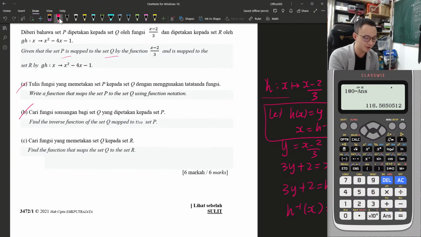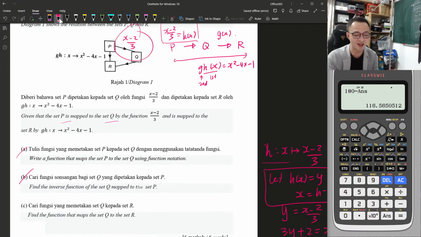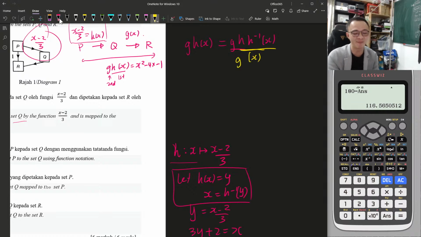Okay, find a function that maps Q to the set R. We know the function that maps set Q to the set R is called g(x). We don't have g(x), but we have g(h(x)). Depending on which method you like to use, if you substitute h inverse into g(h(x)), when h inverse meets h, the whole thing becomes x. So eventually it becomes g(x). Okay, this is way number one.